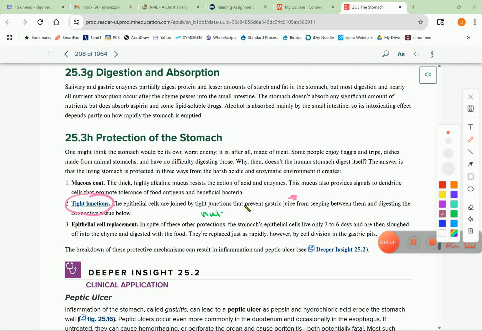Okay, epithelial cell replacement. So the stomach's epithelial cells live only 3 to 6 days and then are sloughed off into the chyme and digested with food, but they are also replaced rapidly. Okay, so all the different cells in our body, so bone replaces itself, the liver, the stomach, the heart, your skin, red blood cells live 120 days. So all the cells in our body have a lifespan. All right, so the stomach epithelial cells is only about 3 to 6 days.